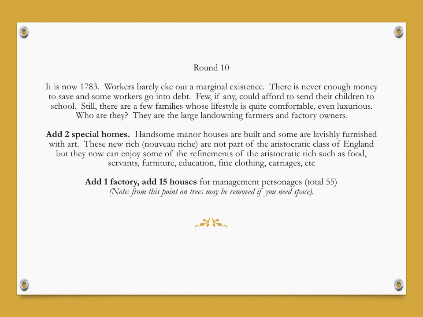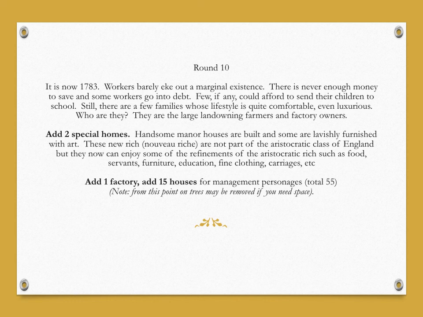So to your city, add 2 special homes, right? Like your home that you built early for yourself because you built the canal. These handsome manor houses are built, and some are lavishly furnished with art. These nouveau riche, is what we call them en français, are not a part of the aristocratic class of England, but they now can enjoy some of the refinements of the aristocratic rich, like food, servants, furniture, education, fine clothing, carriages, etc. So we're getting to the business class rich.